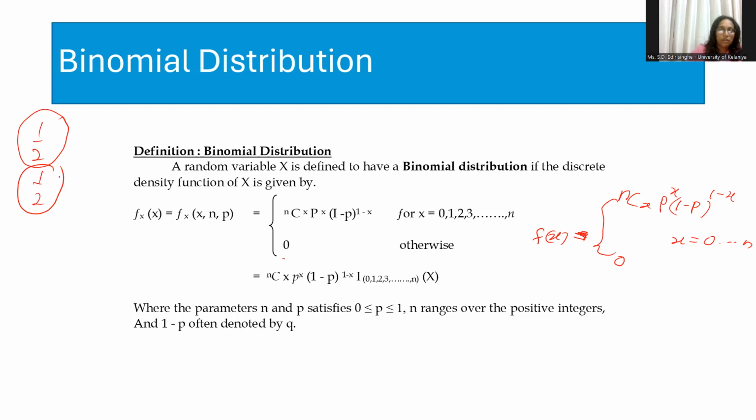If it's a balanced coin, P equals half, that is 0.5. Q equals 1 minus half, that is 0.5.